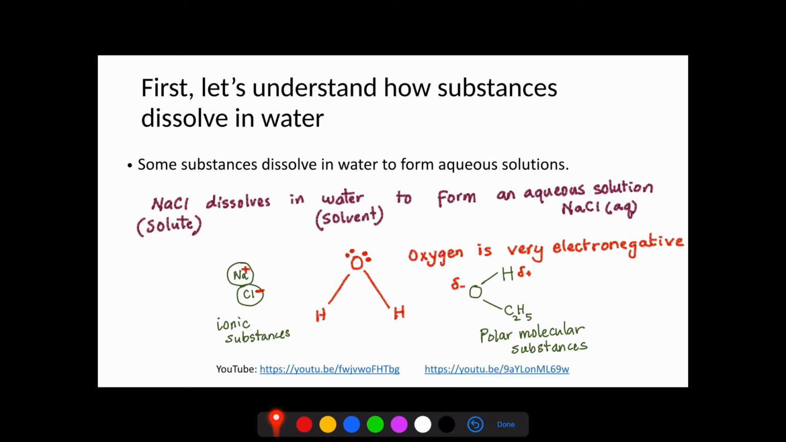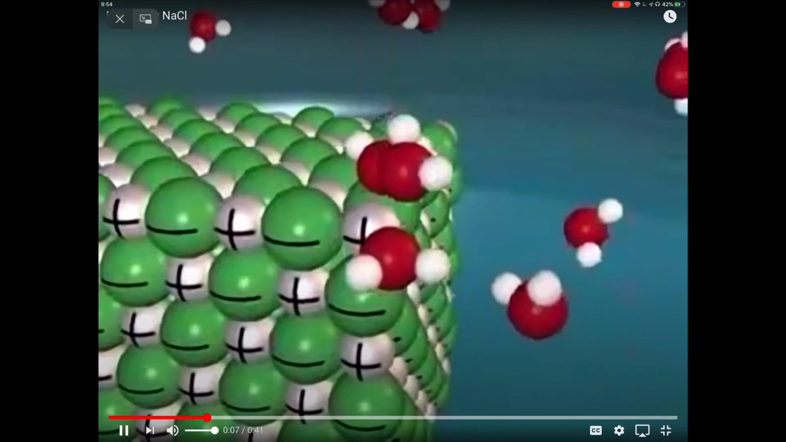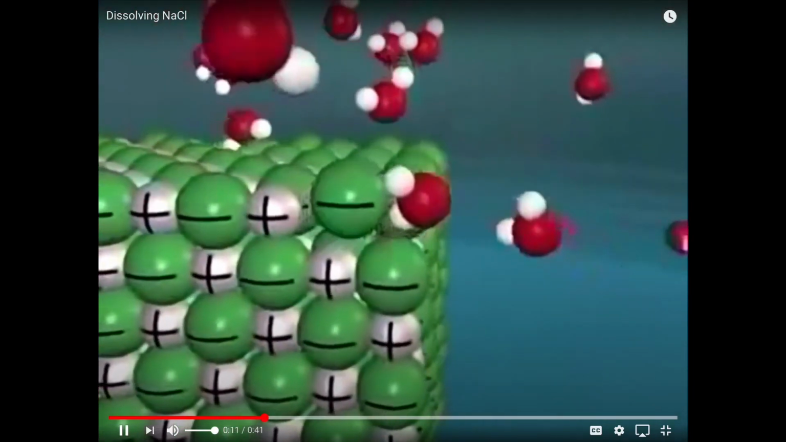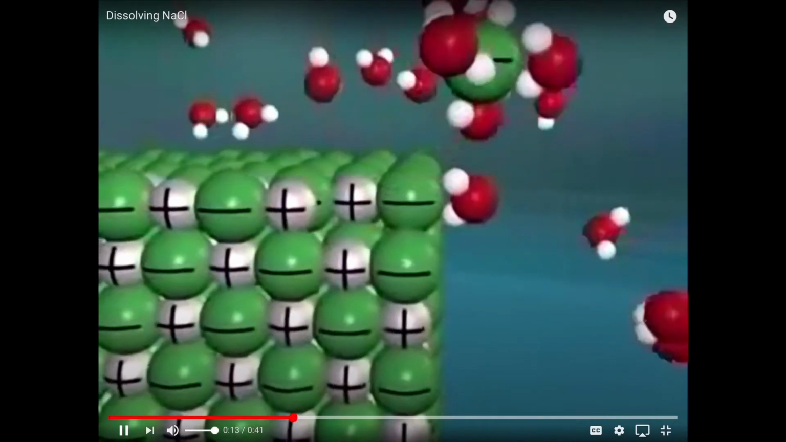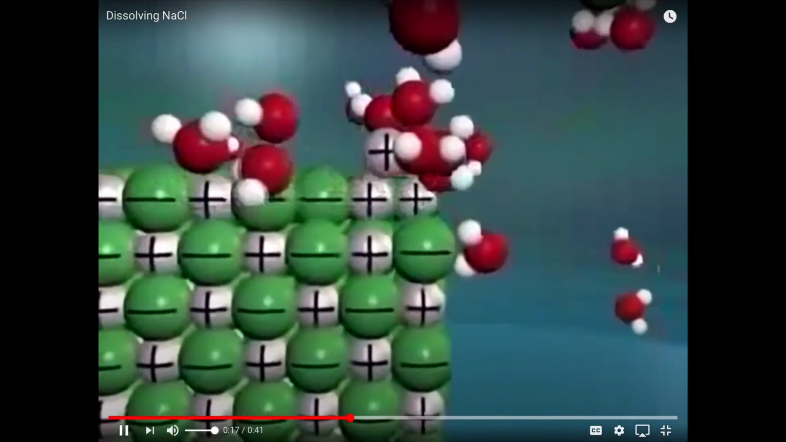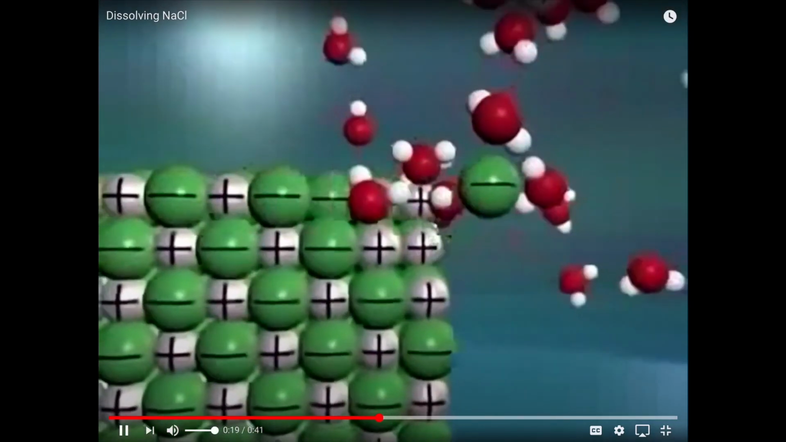I'm going to use two YouTube videos to demonstrate. So here's sodium chloride dissolving in water. As you can see, water molecules are coming in and dislodging the positive and the negative ions. The positive ions move away from the negatively charged ions in this ionic compound.